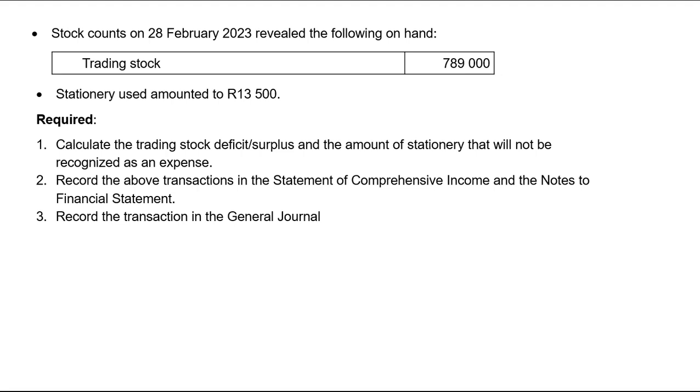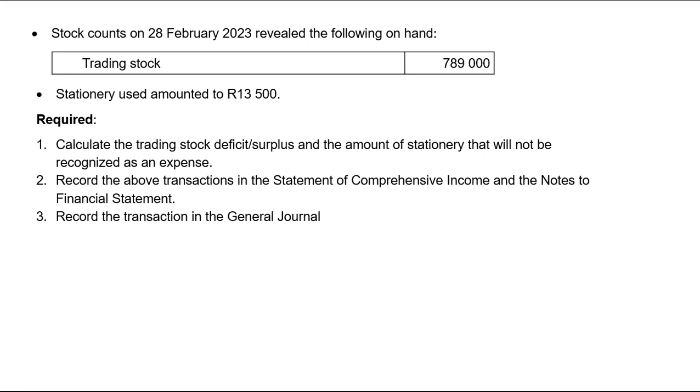Hi guys, fail at your own risk, honestly. The last point says that stationery used amounted to 13,500. That used is an expense, people. If you have a brother or sister or anybody or friend, whoever is in grade 11 or grade 12, just tell them that stationery, it can be packing material used, it can be cleaning material used, it can be stationery used. The used part is the expense.